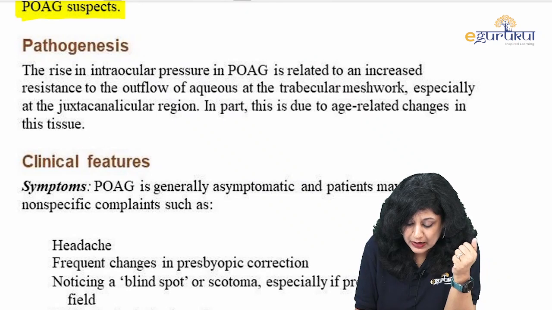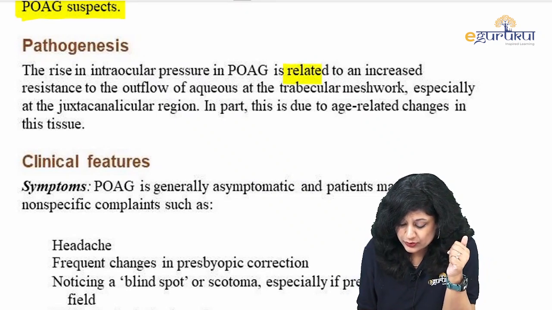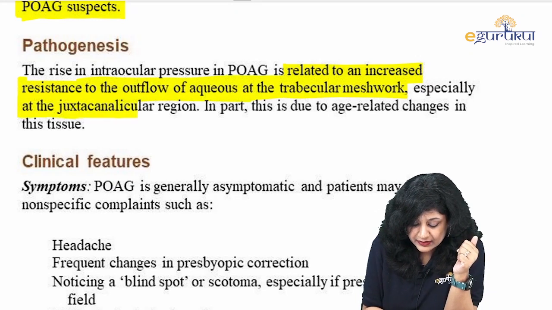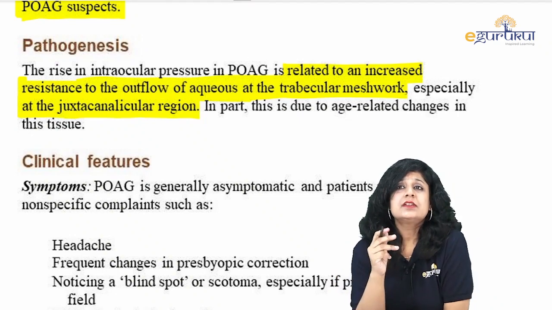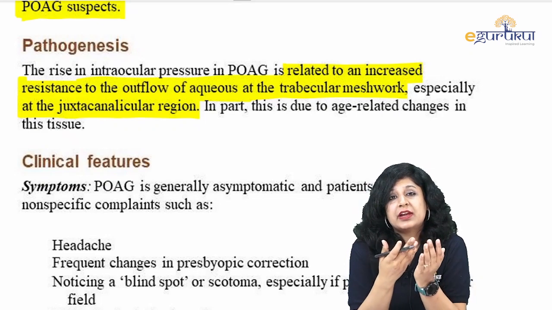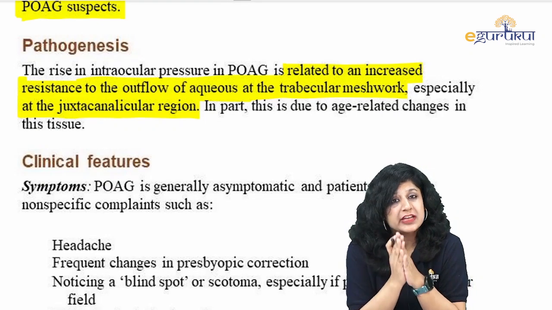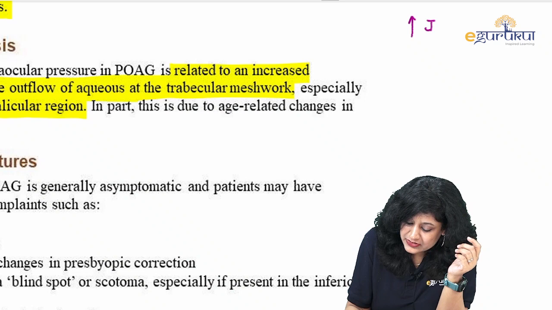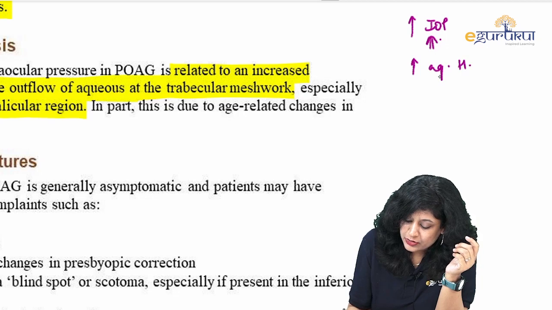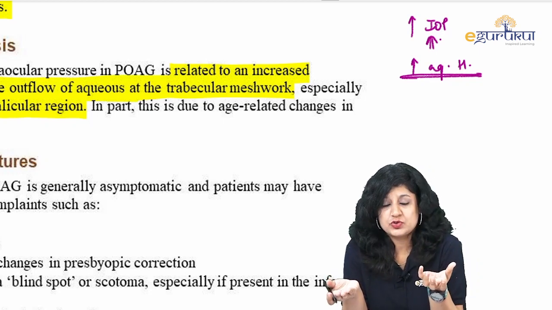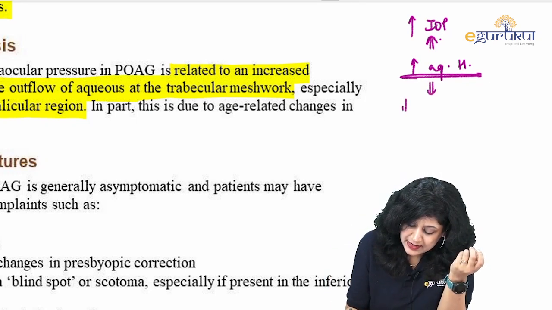If I talk about the pathogenesis, the rise in intraocular pressure is related to the increased resistance to the outflow of the aqueous at the trabecular meshwork, and that too at the juxtacanalicular region. There can be 2 reasons of glaucoma. Whenever I have a raised intraocular pressure, most of the times we have glaucoma due to it. Now if I have this raised intraocular pressure, you have to understand that I will have more aqueous humor. Now this more aqueous humor can be due to 2 reasons, either there is more formation or there is less drainage. So most of the times it is due to the less drainage.